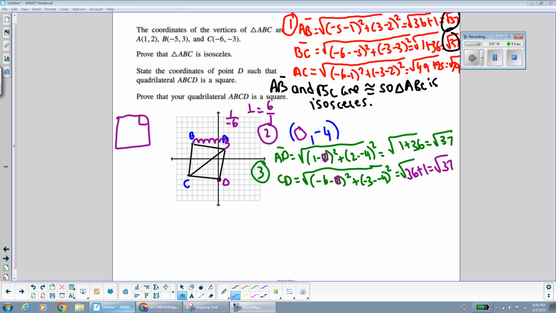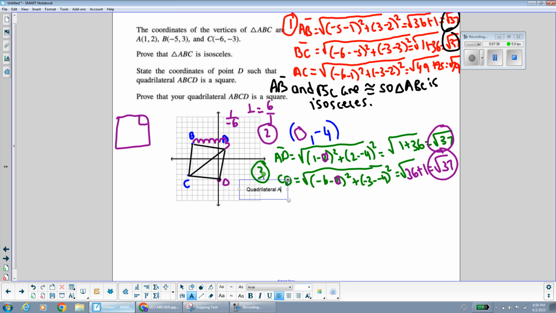And I see here that all of the lengths of all 4 of my sides are all the same. They are all radical 37. So I'm just going to put a concluding statement that explains what my calculations show so far. So let me write this really, really small. Quadrilateral ABCD is a parallelogram because both pairs of opposite sides are congruent. That's what I showed with my distance formulas by showing that all 4 sides were equal.